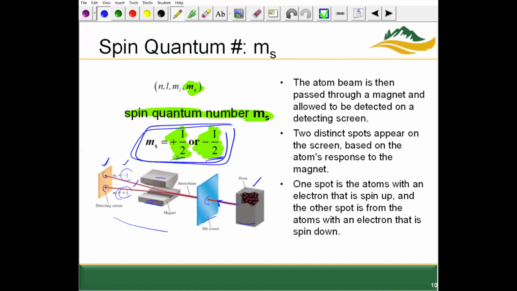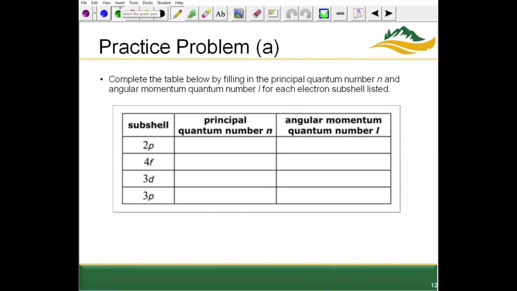So we went through n, l, m sub l, and m sub s. These are all our quantum numbers that describe, or attempt to describe, the location of an electron around an atom, or around a nucleus within the atom. Let's try this practice problem now with that background.